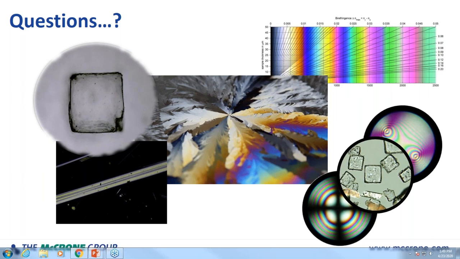Another one for biology teachers or anatomists: if a muscle fiber is relaxed, it has no crystalline structure. If a muscle fiber is contracted, the actinomyosin filaments are contracted, they produce a repeating structure. They become a crystal. That shows up in polarized light microscopy. So yeah, you can use PLM for biological samples.